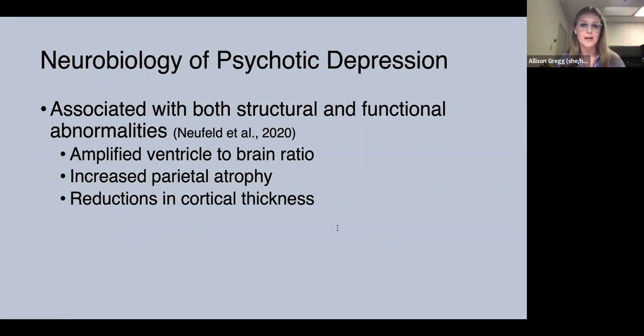Then looking at the neurobiology of psychotic depression, we see that it might be associated with structural and functional brain abnormalities, such as amplified ventricle to brain ratio, enhanced parietal region atrophy, reductions to cortical thickness, as well as altered regional cerebral blood flow, and increased HPA axis activity.